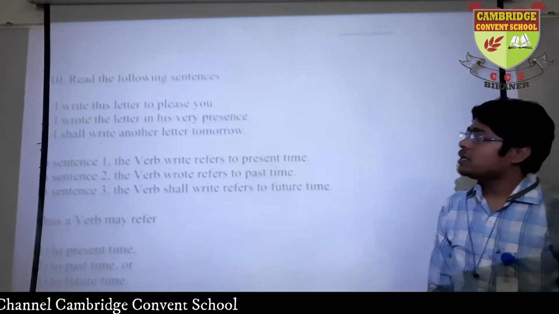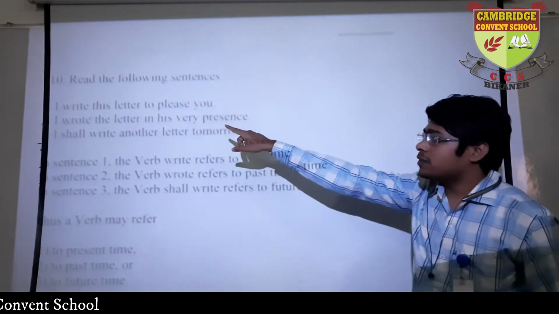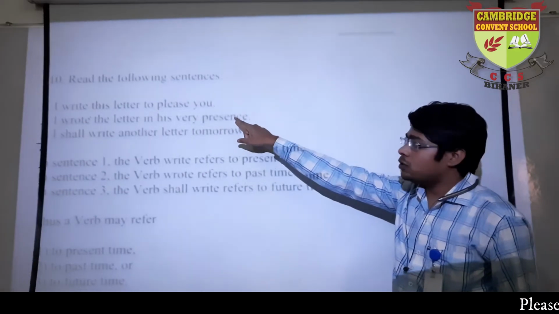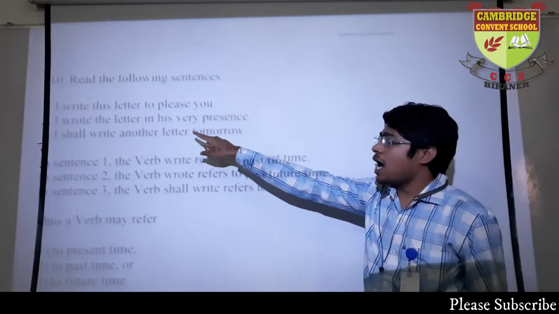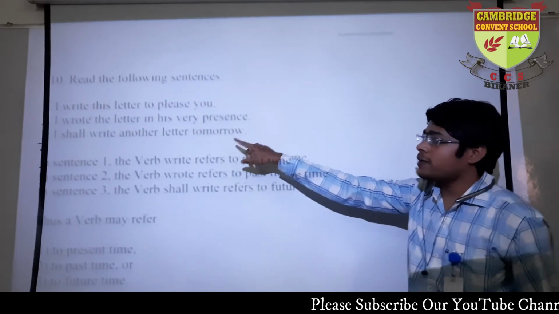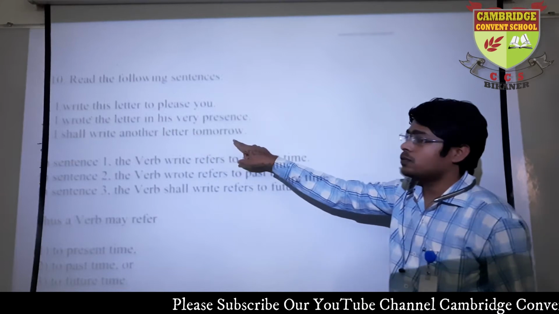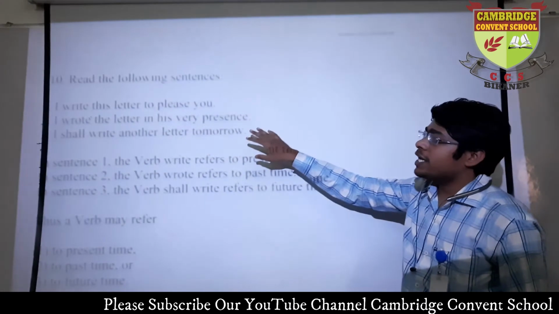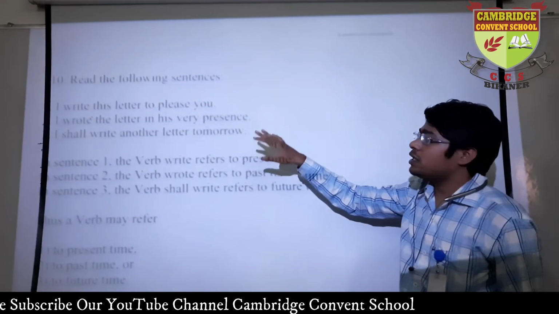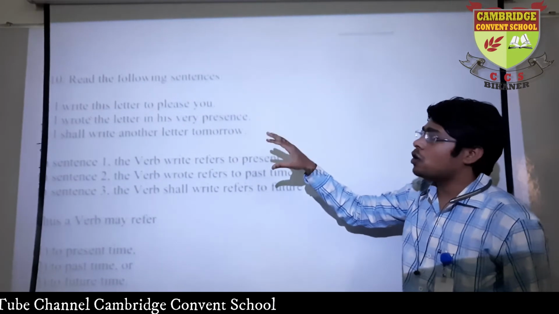So, students, look at the sentences. Read the following sentences. The first sentence is, I write this letter to please you. The second sentence is, I wrote the letter in his presence. The third sentence is, I shall write another letter tomorrow. Here we can see the three forms of the verb, and we know the definition of the tense. The change in the form is called tense.